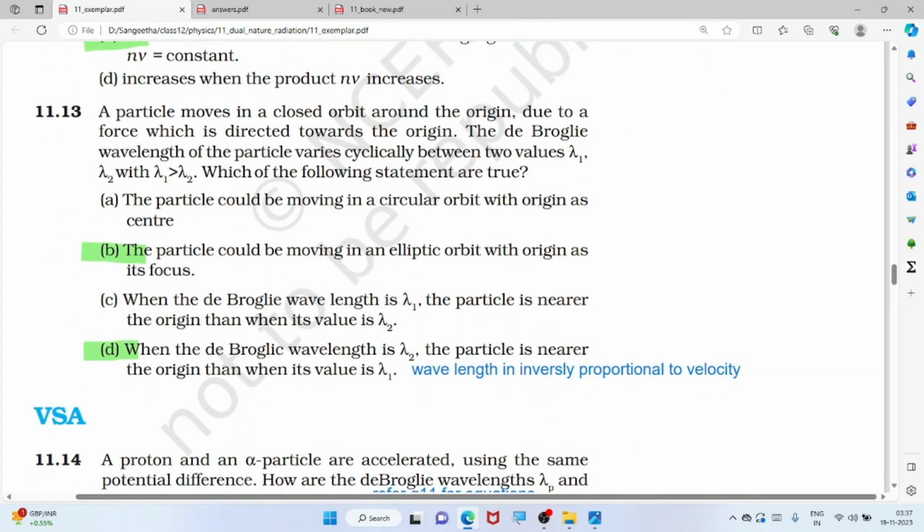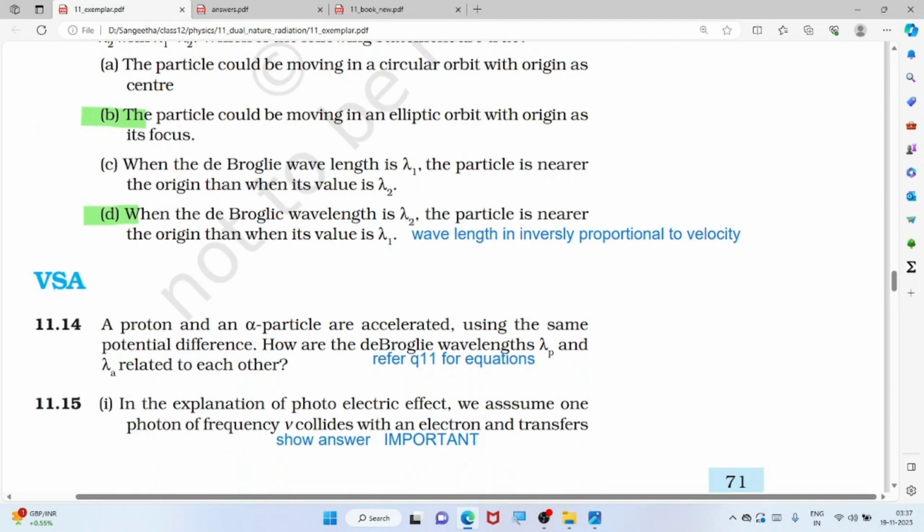A particle moves in a closed orbit around the origin due to a force directed towards the origin. The de Broglie wavelength of the particle varies cyclically between two values. Which of the following is correct? The particle would be moving in an elliptical orbit with the origin as one of the foci. Near one of the foci, the speed will be more. Wavelength is inversely proportional to the velocity, so the wavelength will be less.